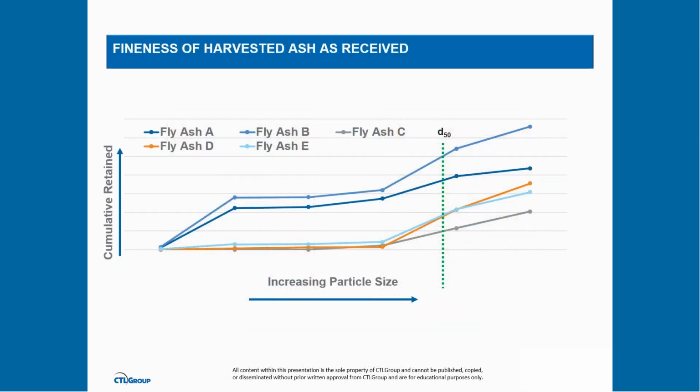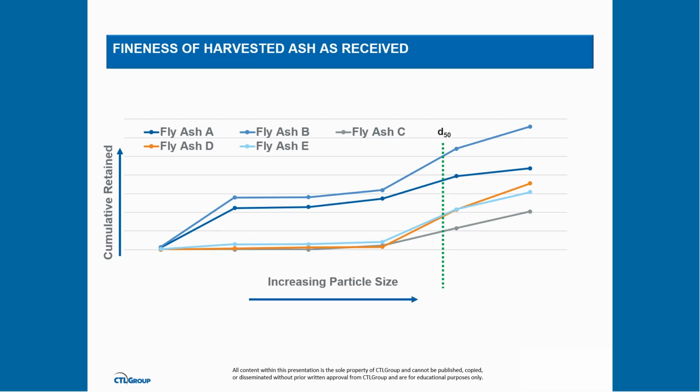The slide shows the fineness of harvested ash as received for 5 different fly ashes A, B, C, D, and E. The testing was performed at CTL group. The y-axis shows the cumulative retained. The x-axis shows the increasing particle size, and D50 is your median particle size.